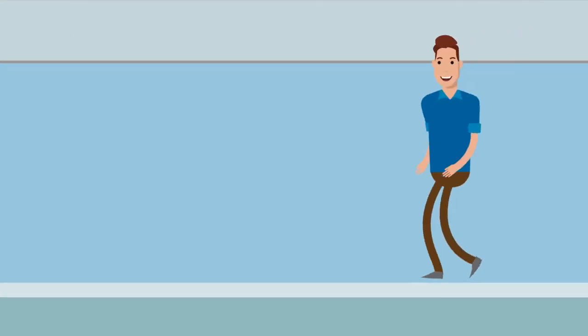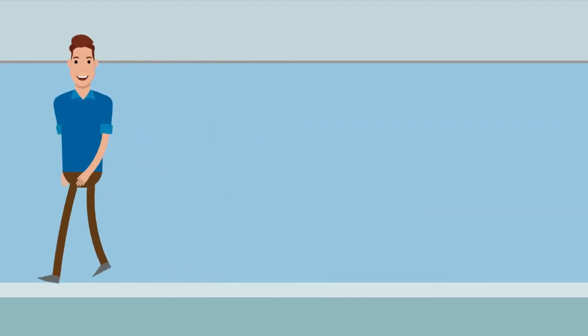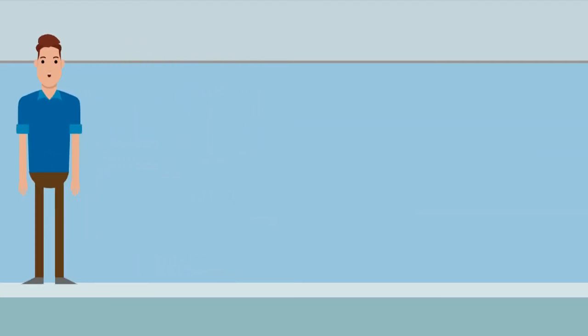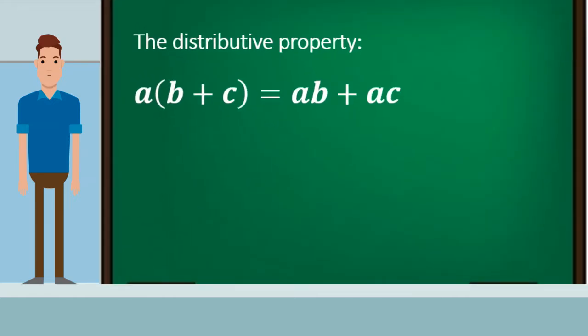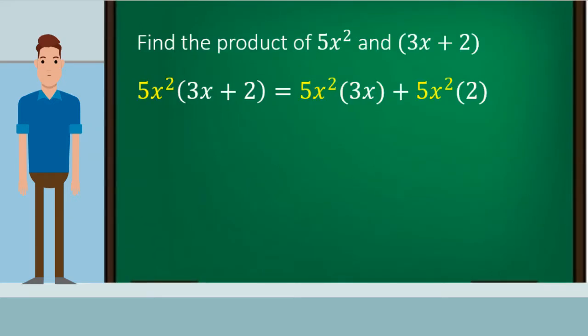In this lesson, you will learn how to factor out common factors from polynomials. To understand how to factor out common factors, we must understand the distributive property. For example, we can use the distributive property to find the product of 5x^2 and 3x + 2. Notice how each term in the binomial was multiplied by a common factor of 5x^2.